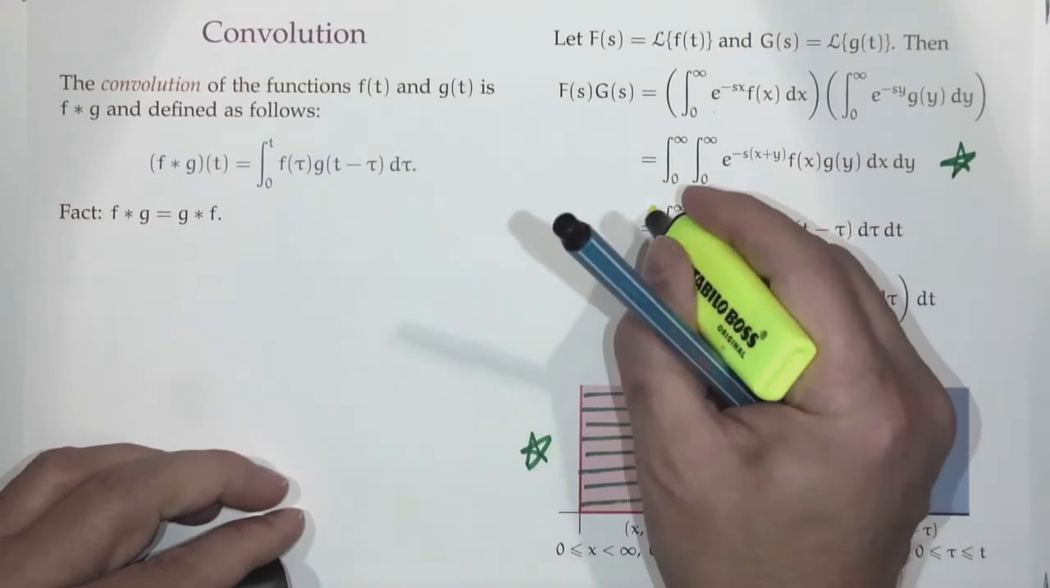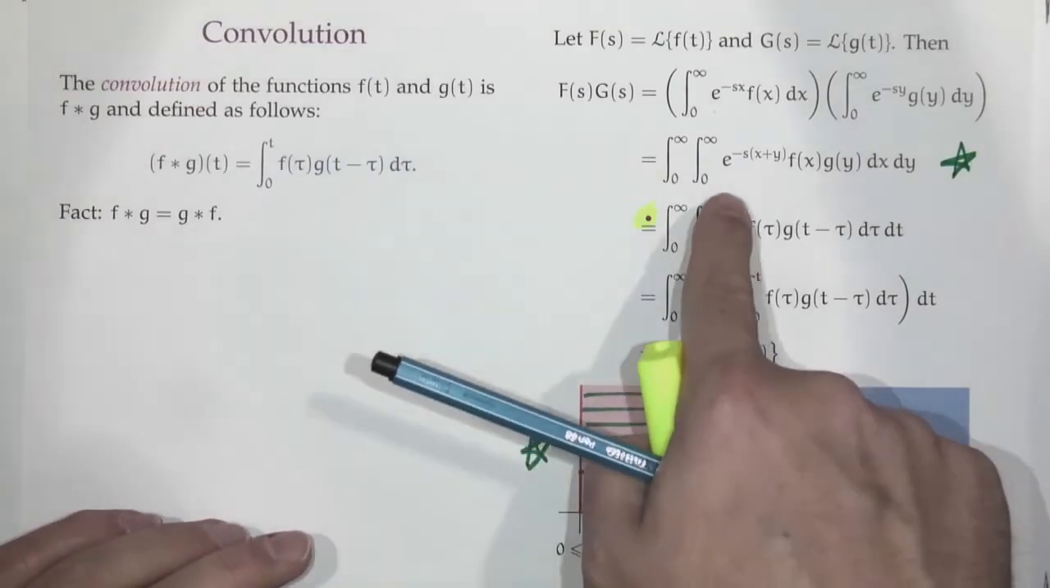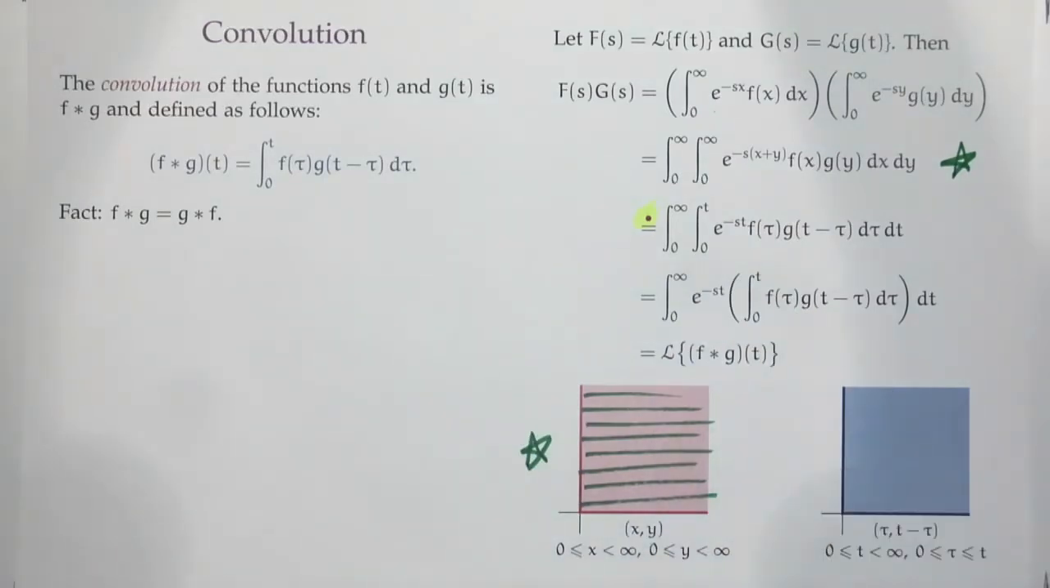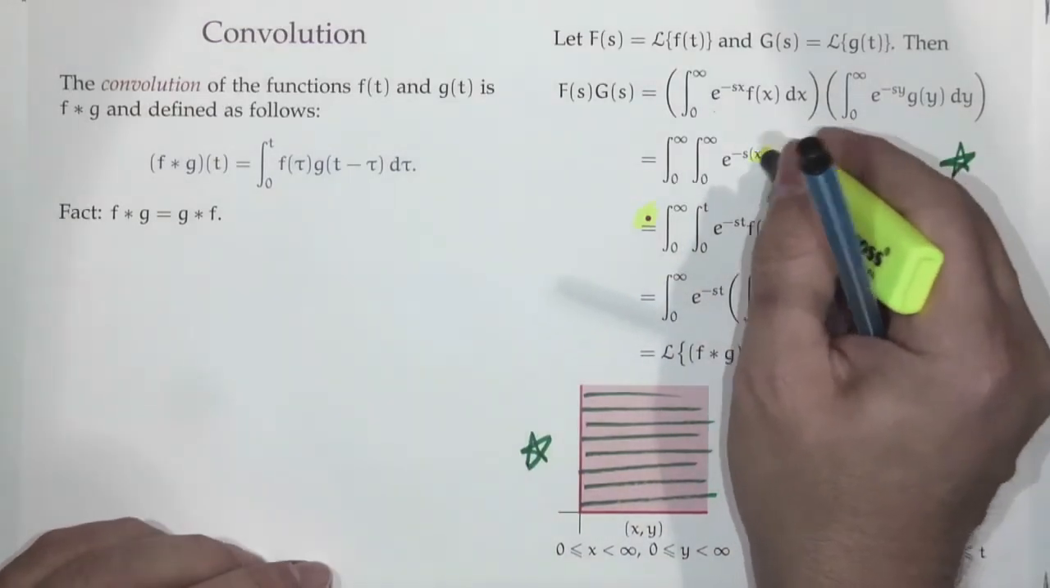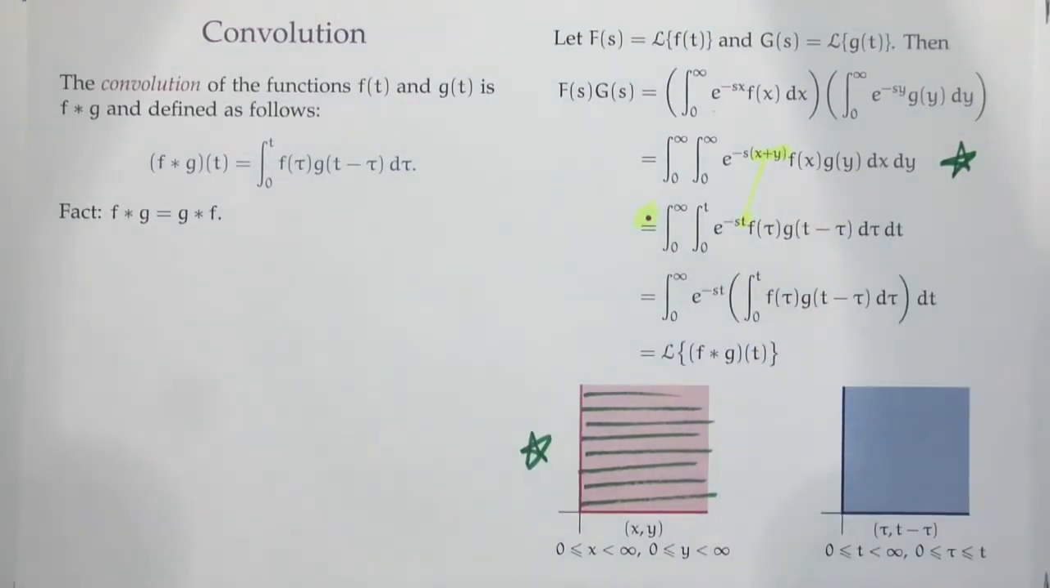And now we do a little bit of fun magic. So this is the important step. That's like the magic step. What's the magic? Well, the basic idea is to say, I want this to look like the Laplace transform of something. So in the Laplace transform of something, I should have e to the minus s t. So I want to think of this x plus y as somehow representing my t. So that's what will happen.